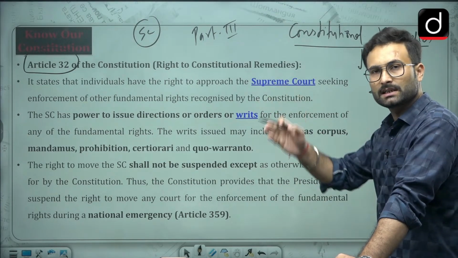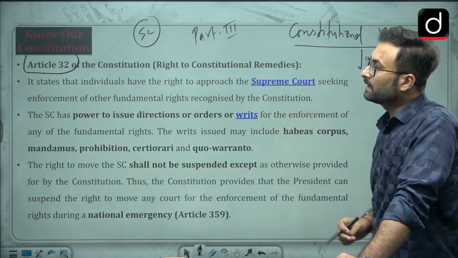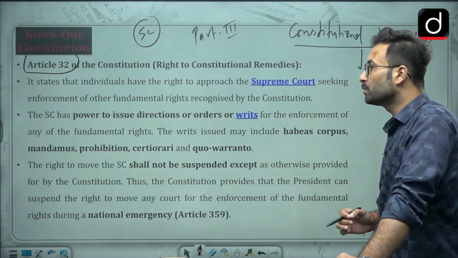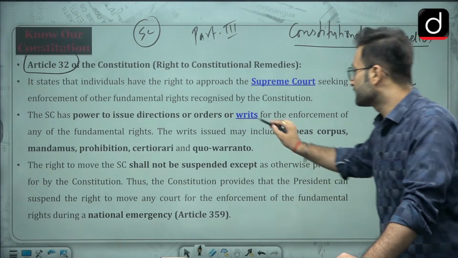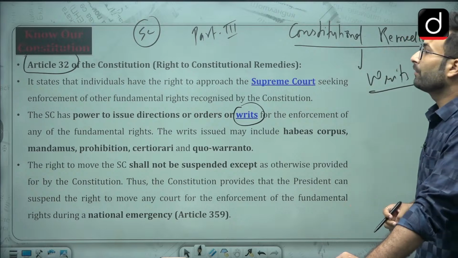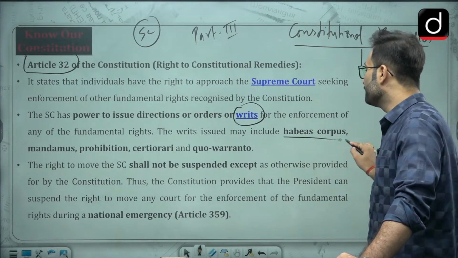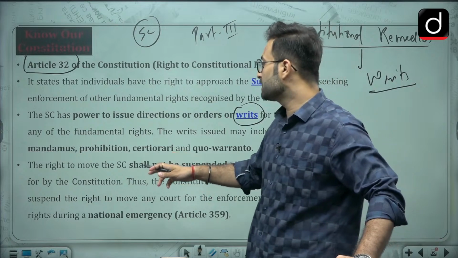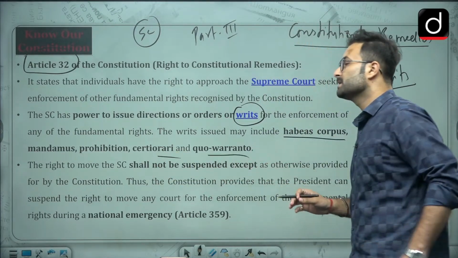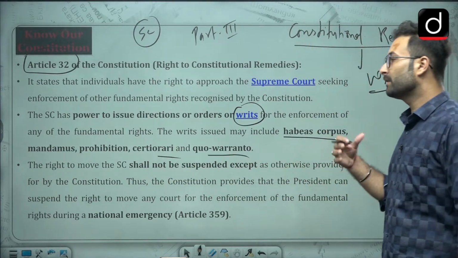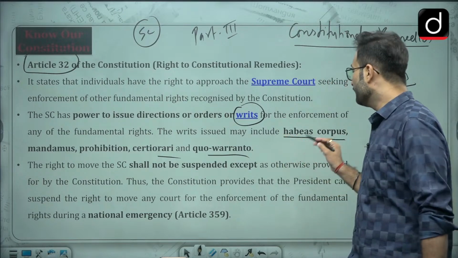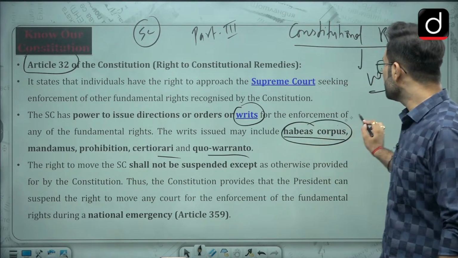Okay, we have discussed till 30. Moving further, here you will see the Supreme Court has power to issue directions or orders or writs for the enforcement of any of the fundamental rights. The writs issued by the Supreme Court include habeas corpus, mandamus, prohibition, certiorari, and quo warranto. Basically, all of these writs are there for a specific purpose.